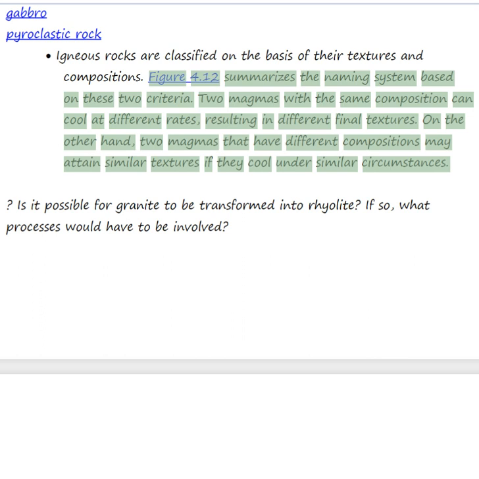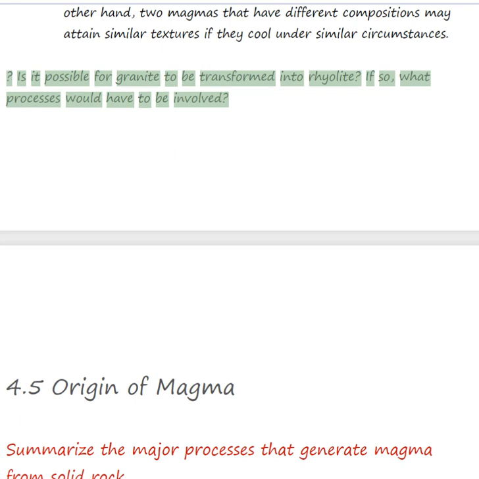2 magmas with the same composition can cool at different rates, resulting in different final textures. On the other hand, 2 magmas that have different compositions may attain similar textures if they cool under similar circumstances. Is it possible for granite to be transformed into rhyolite? If so, what processes would have to be involved?